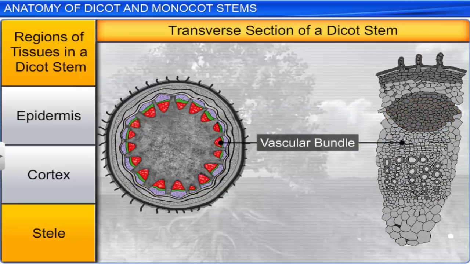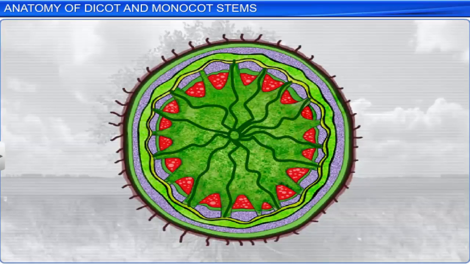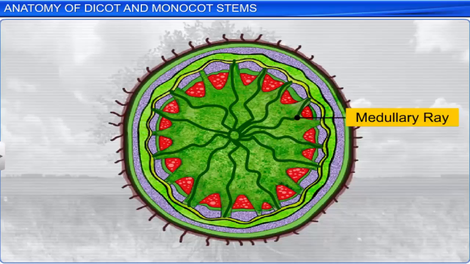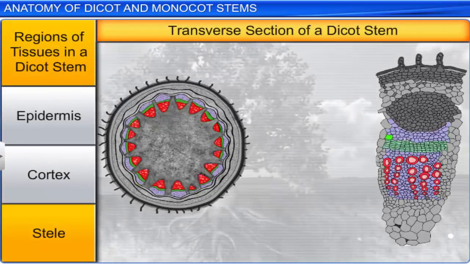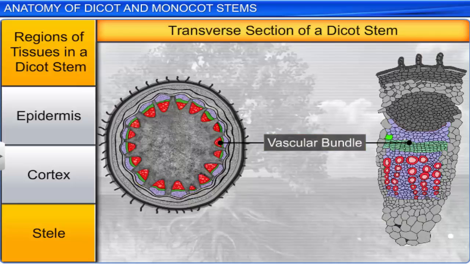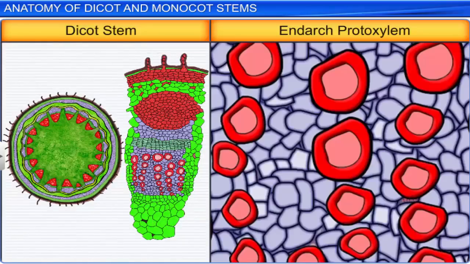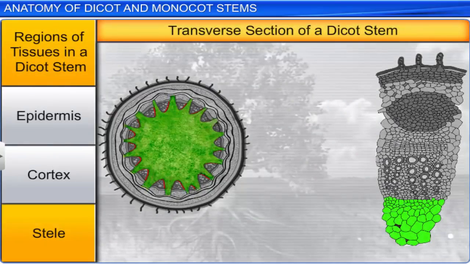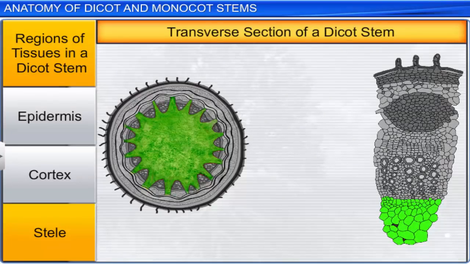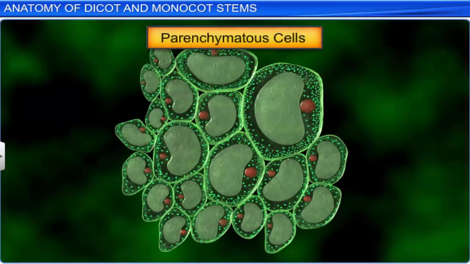There are layers of radially arranged parenchymatous cells in between the vascular bundles, which constitute the medullary ray. Each vascular bundle in a dicot stem is conjoint, open, and consists of endarch protoxylem. The central region of the stem is filled with pith. It is composed of a large number of rounded parenchymatous cells with many intercellular spaces.